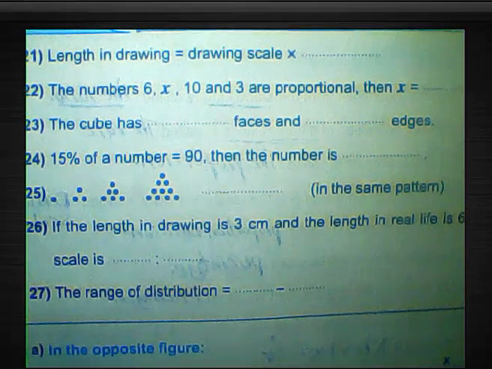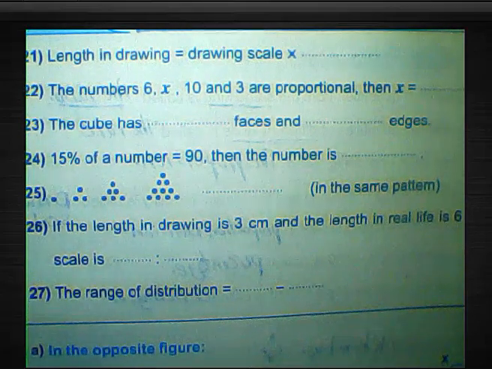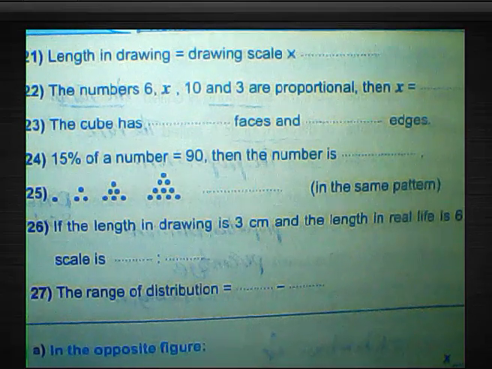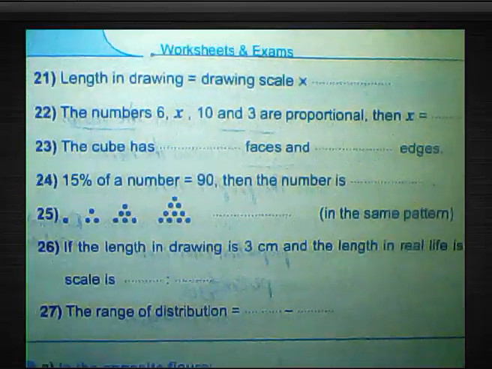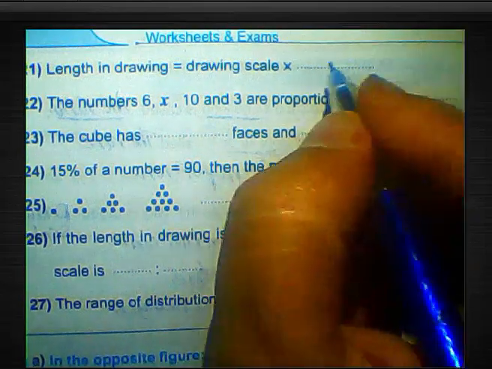Question 21. The length in drawing equals drawing scale multiply real length. We can write the length in real.